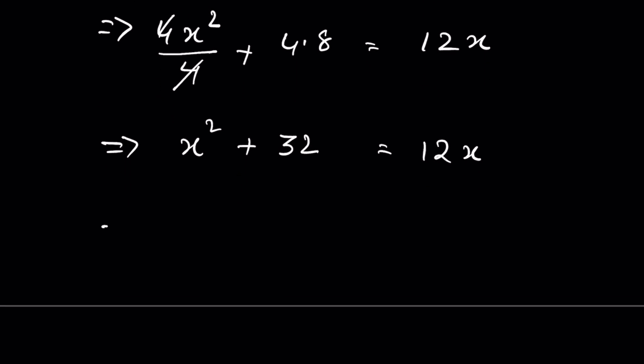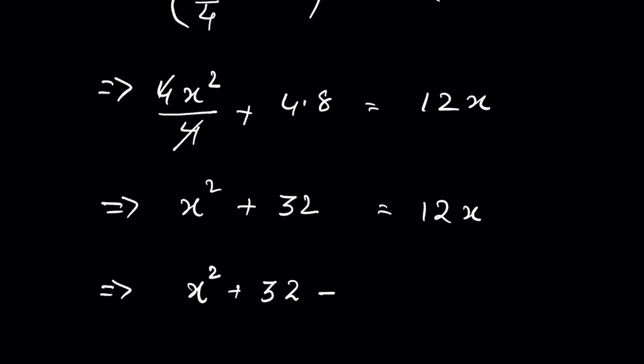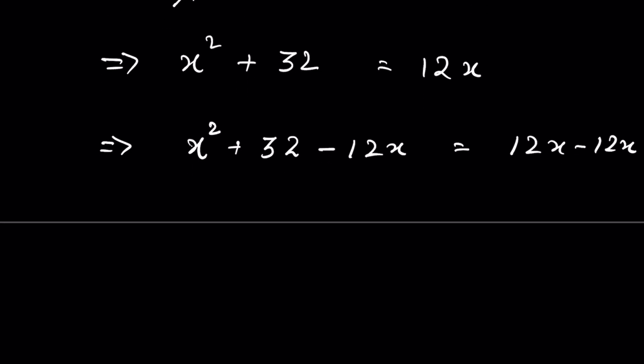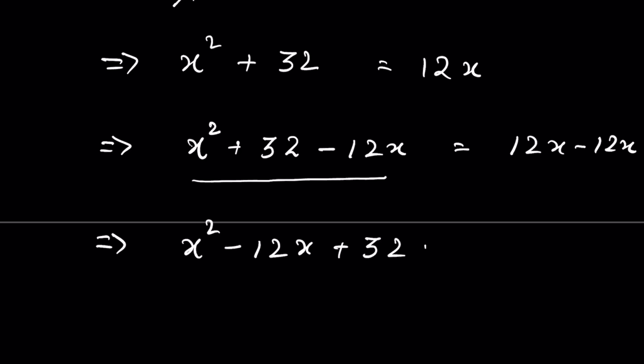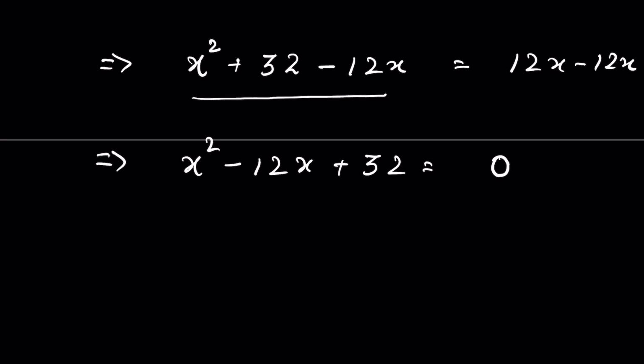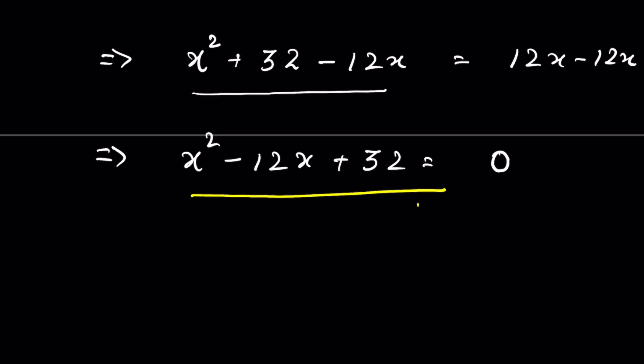Now what we can do, let's subtract 12x from both the sides. Again we are doing this to balance the equation. We can rearrange it without changing the question. So x square minus 12x plus 32, and 12x minus 12x is equal to 0. Now this is in the form of a quadratic equation, a polynomial, where we can factorize this equation.